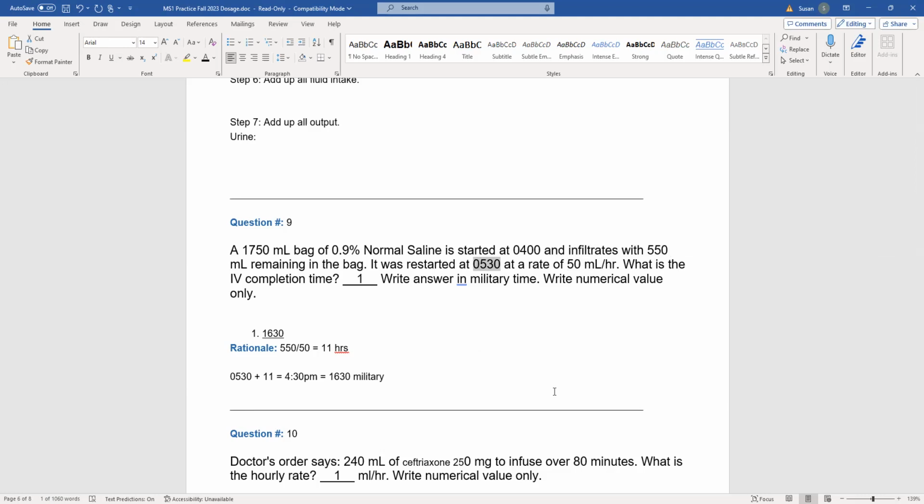So 550 divided by 50 is what? 11. So it ran for 11 hours. Then you had to add 11 hours to the 5:30. We already know that 12 hours would have been 5:30 p.m., so we can take away an hour. It should be 4:30, which would be 16:30 expressed in military time.